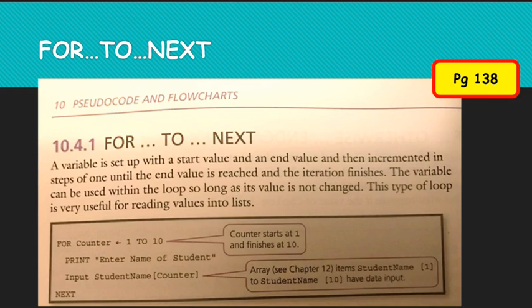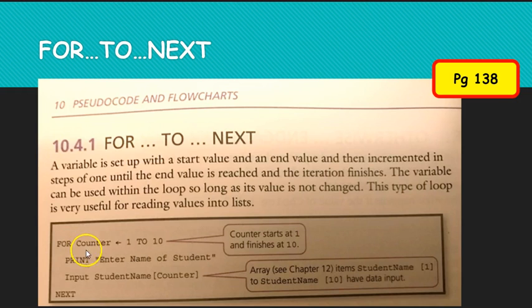Okay, so in the textbook, and the textbook is quite good for this, page 138, just at the top. So we've got the for, to, and next loop, where a variable is set up. You have a start value, and the variable being the counter, and then you increment each of those steps until the end value is reached and the iteration has finished. So you finish searching through the array. The variable can be used within the loop so long as its value is not changed. This type of loop is very useful for reading values in a list. So that's what we're looking at.